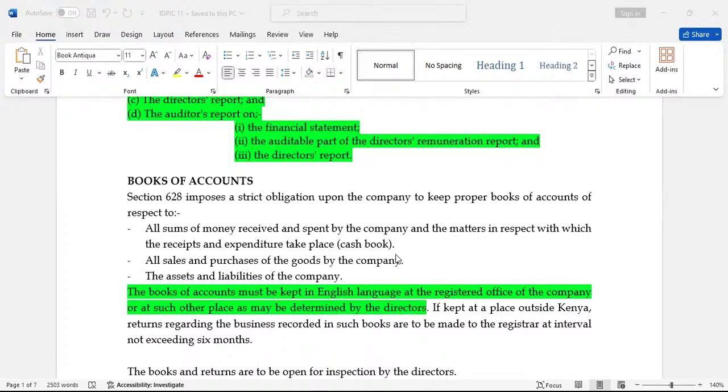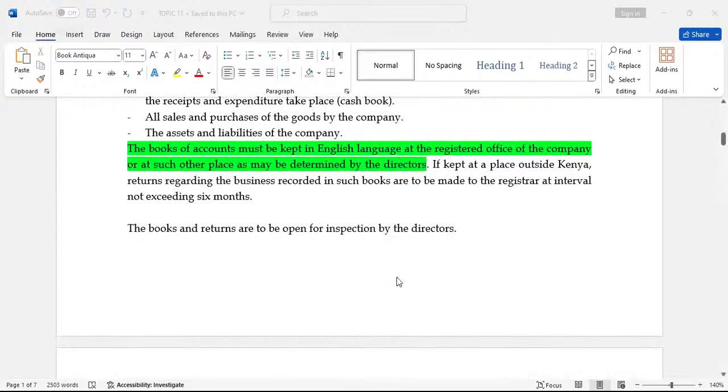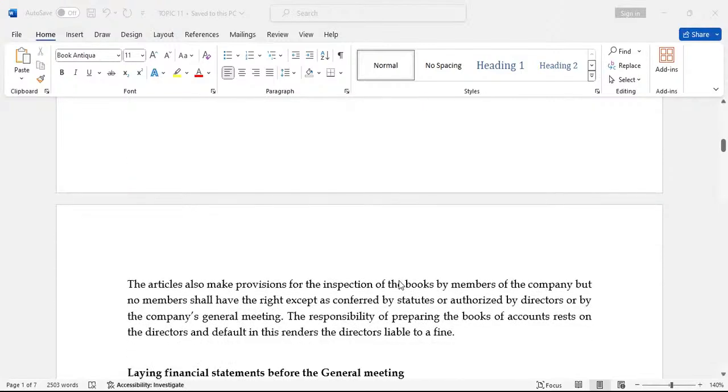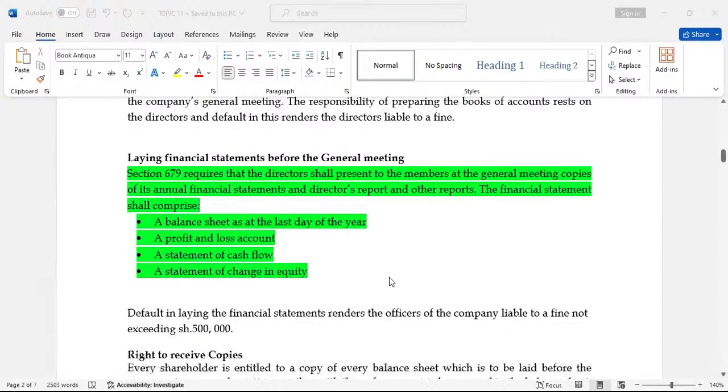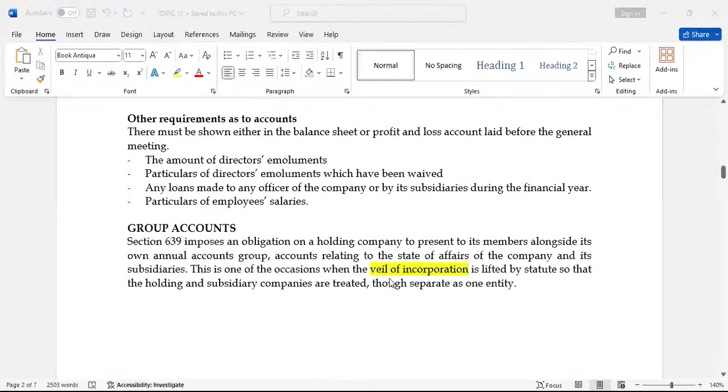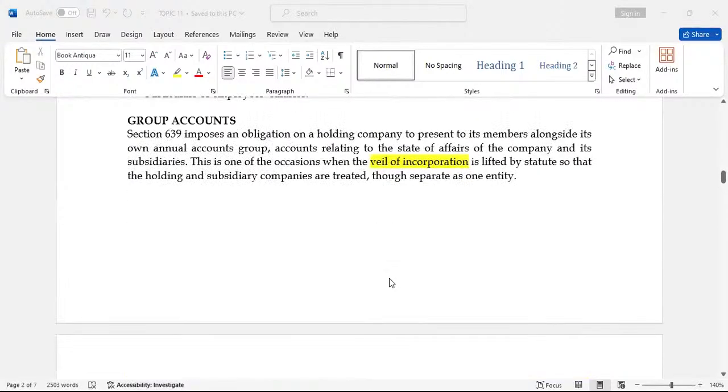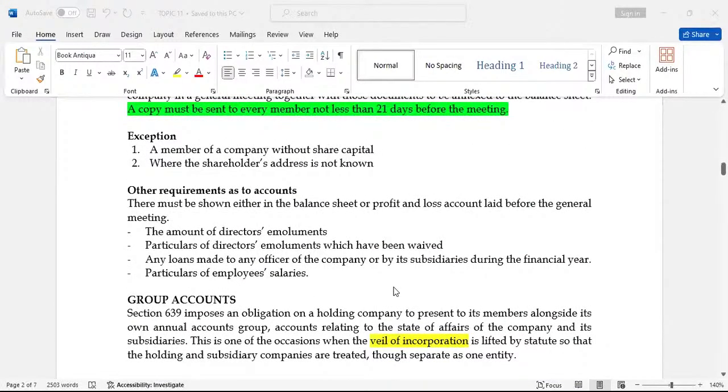But there is that situation or circumstance whereby companies that are supposed to prepare these group accounts can be exempted from having to prepare them. The reasons, I think we looked at some time back. The reasons could be, for example, if the financial statements could be misleading or confusing, then you don't have to prepare the consolidated financial statements.